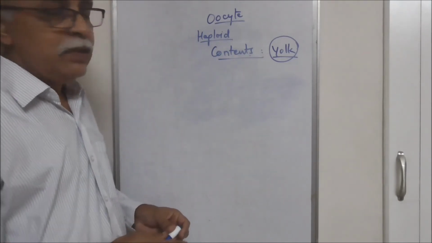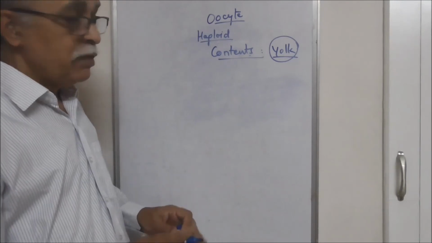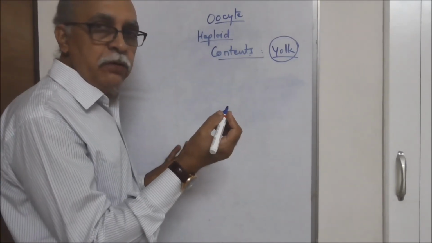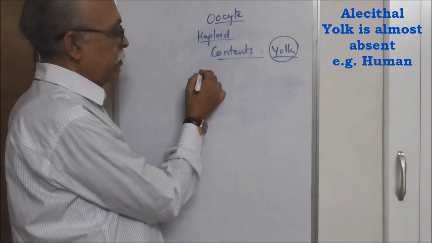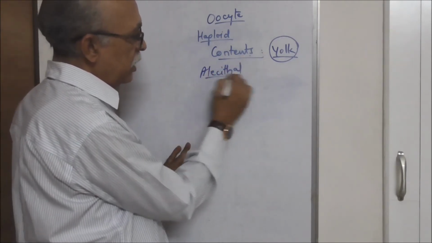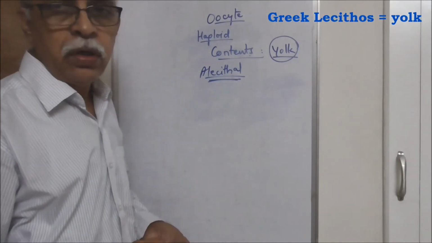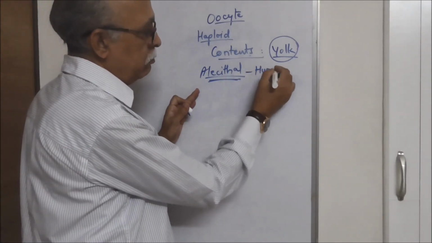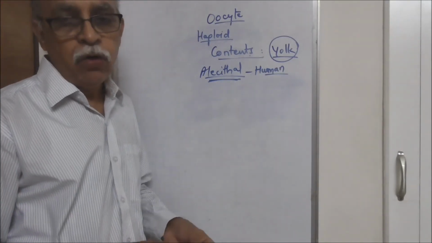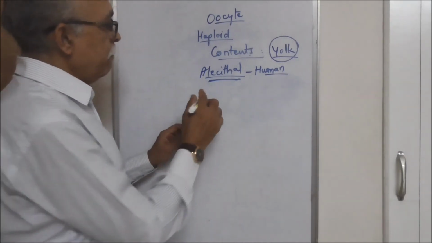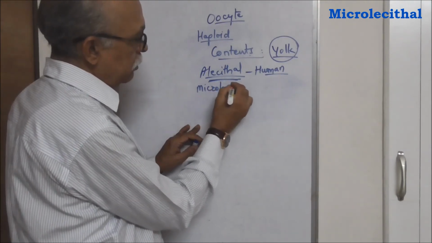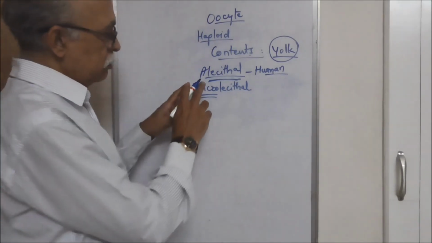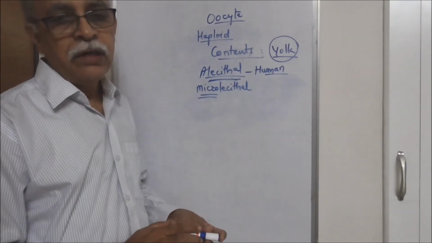Now, how do we classify them? To start with, classification on the basis of the amount of yolk an egg cell contains. If it's almost absent, negligibly contained, then we call that alecithal egg. Here the word lecitho stands for yolk. So almost absence of yolk is alecithal egg. Human being could be the best example. The other types would be microlecithal. Micro means less. Very small amount of yolk, but definitely not alecithal.